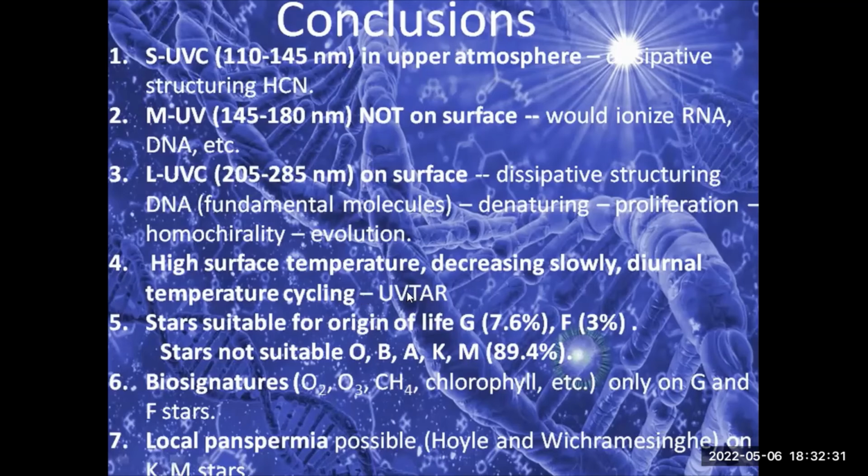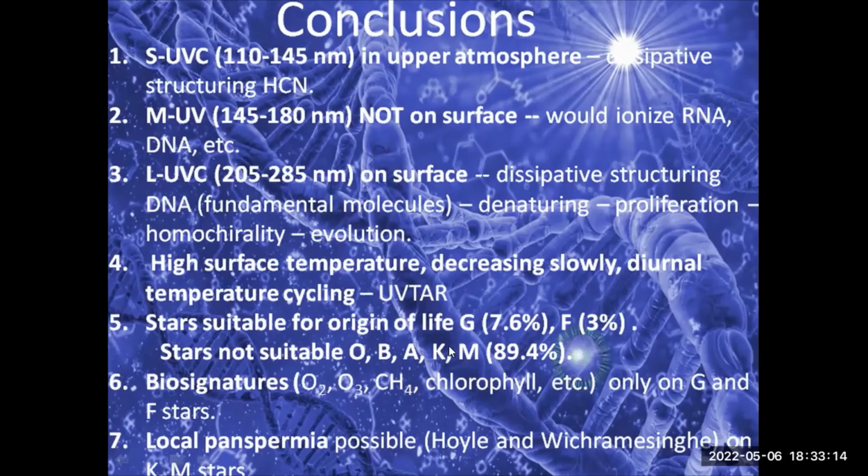And we also apparently need a diurnal temperature cycling, which is the question that Esmeralda asked at the beginning of the talk. So we probably need this diurnal temperature cycling, but exactly how long days and nights have to be, we don't know yet. And therefore the stars which are suitable for the origin of life are only G-type and F-type stars. Stars not suitable would be the hotter stars, O, B, and A-type stars.